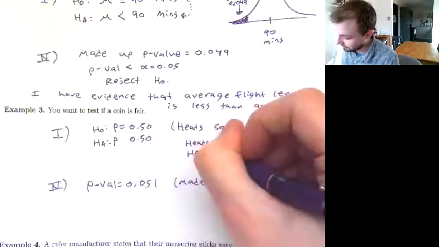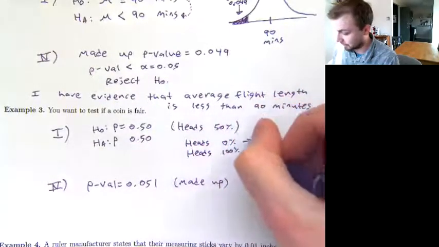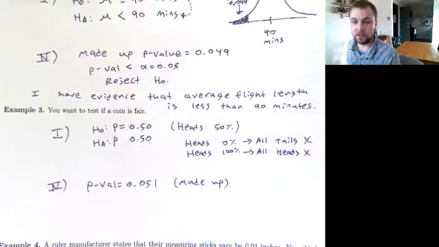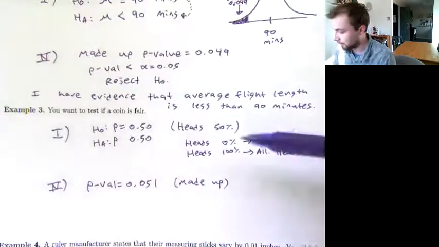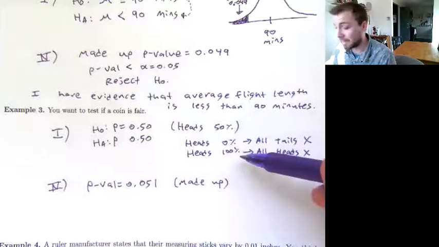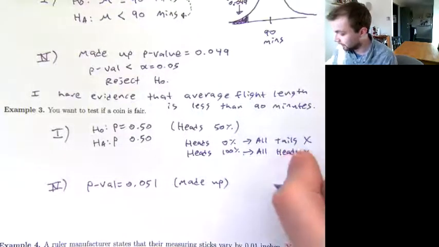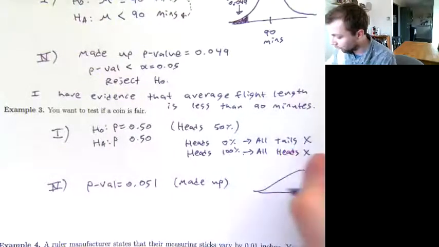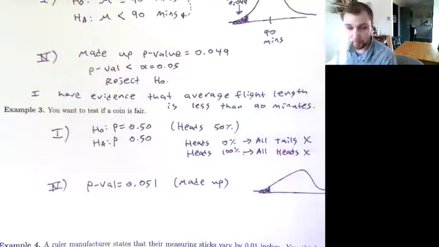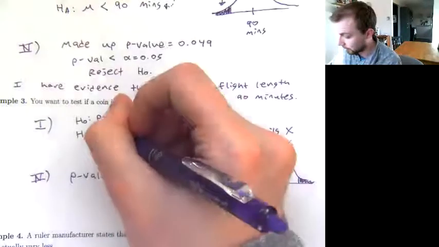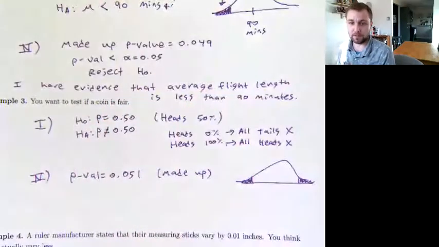Let's take it to the other extreme. Let's suppose you get heads 100% of the time. That means you've gotten nothing but heads for your coin flip. That would also be unfair. So in this situation, having too low of a number and too high of a number would both be unfair. So if I'm thinking about what the picture would look like here, I'm worried about values being too small, but I'm also worried about values being too large. I'm testing for different than 50%.